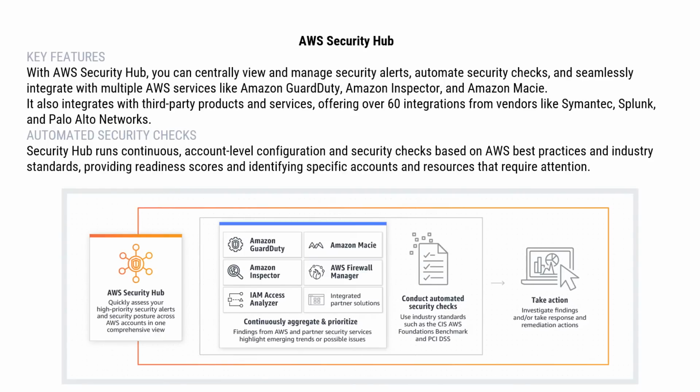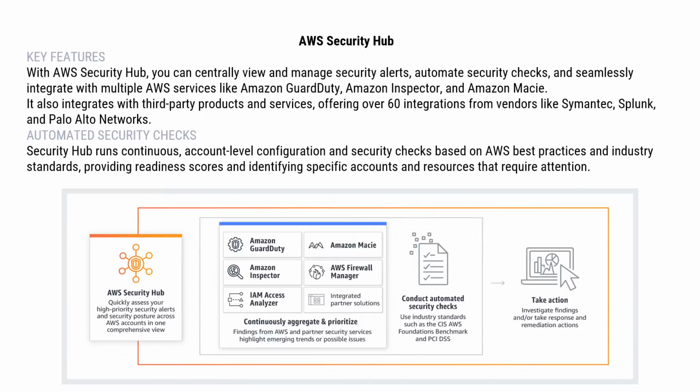Let's discover the power of AWS Security Hub, a tool that consolidates security findings and alerts across accounts and provider products, displaying results in a single dashboard. With AWS Security Hub, you can centrally view and manage security alerts, automate security checks, and seamlessly integrate with multiple AWS services like Amazon GuardDuty, Amazon Inspector, and Amazon Macie. It also integrates with third-party products and services, offering over 60 integrations from vendors like Symantec, Splunk, and Palo Alto Networks.